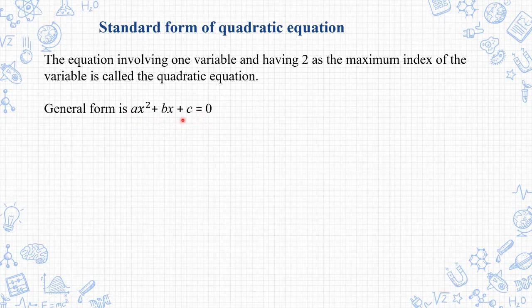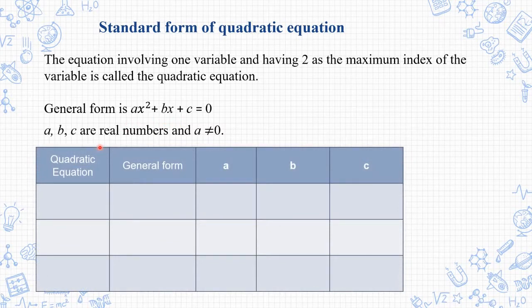So if you can see in this equation, there is only one variable x and the maximum index of that variable x is 2. So whenever an equation has one variable only and the maximum power of that variable is 2, then we call such an equation a quadratic equation. And a, b and c are real numbers such that a is non-zero. So a should be a non-zero real number and b and c can be any real number.